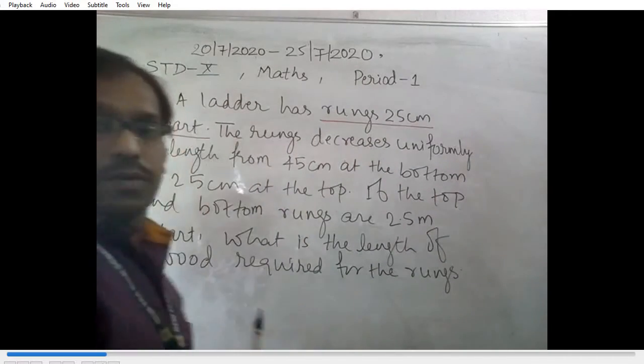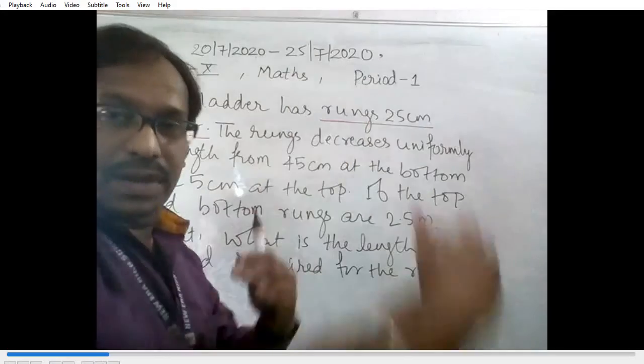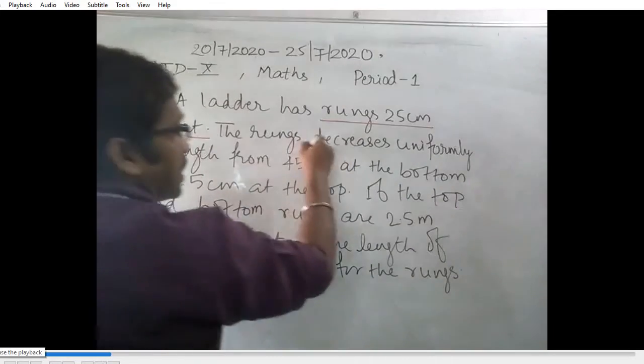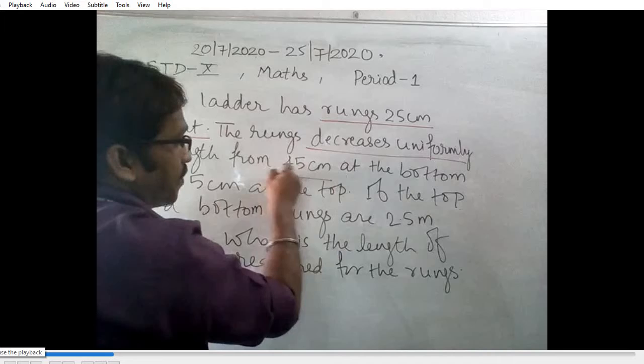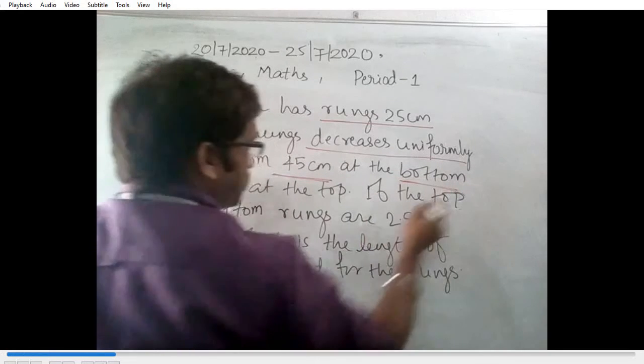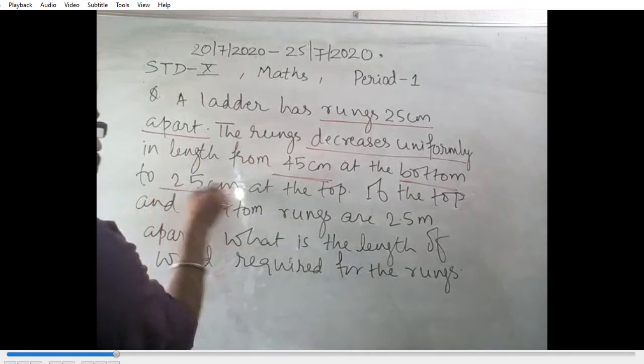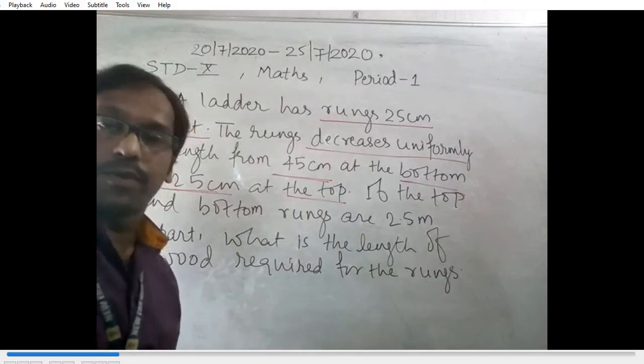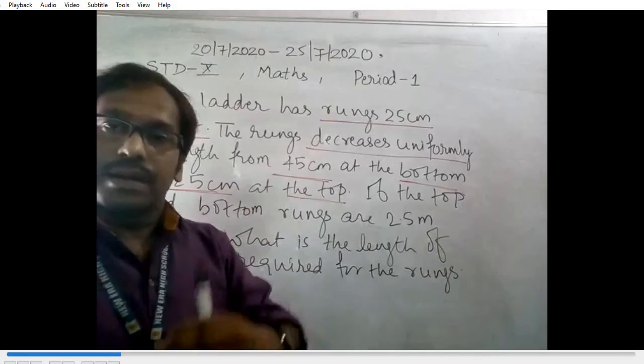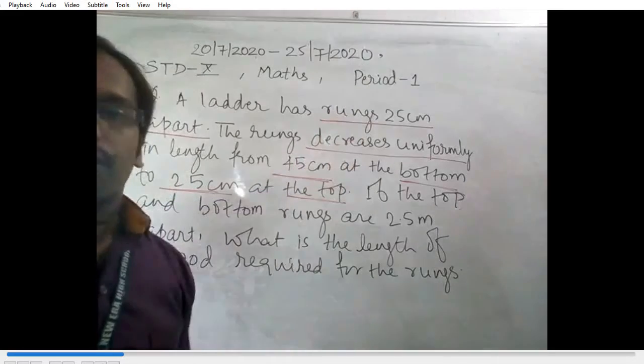Underlined are the things that I have explained already. The rungs are decreasing uniformly. Uniformly is given. There is a very nice hint given. Uniformly, that means if it is decreasing 5, 4, 3, 2, 1, this is called uniformly. If I say 100, 99, 87, this is not uniform. So this is decreasing uniformly. Then what will happen? This is at the top here. And what we have to find? We have to find the length of the wood here.